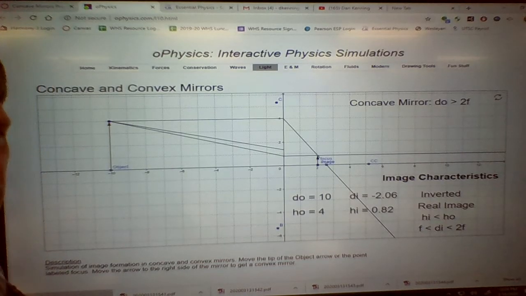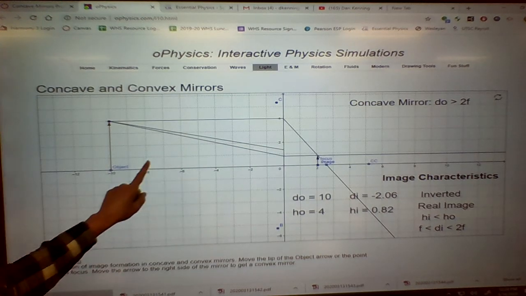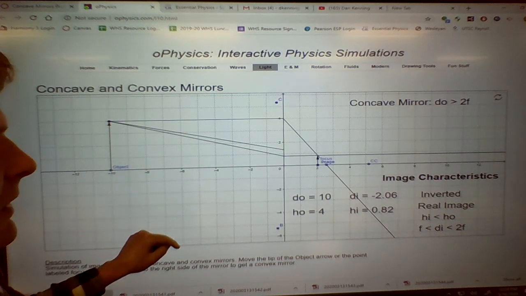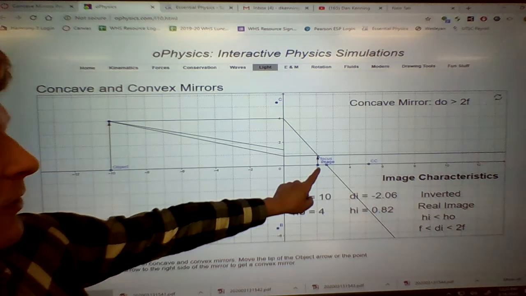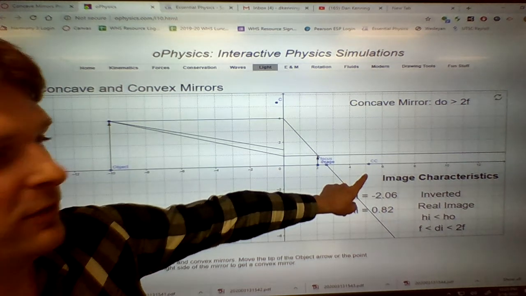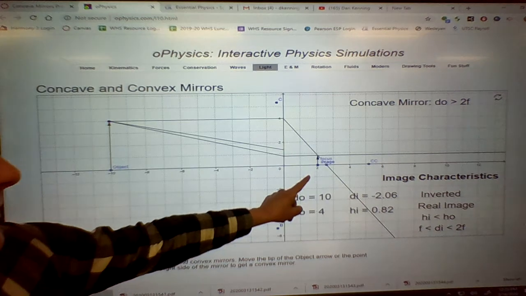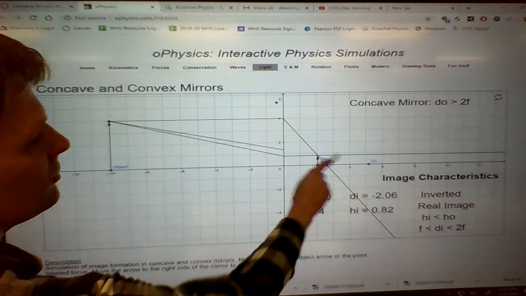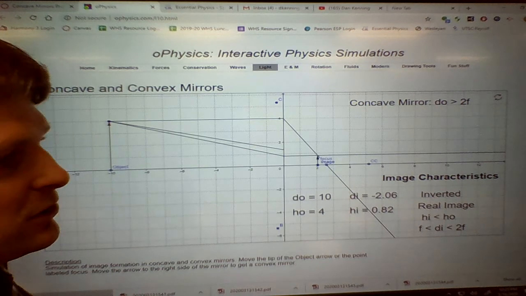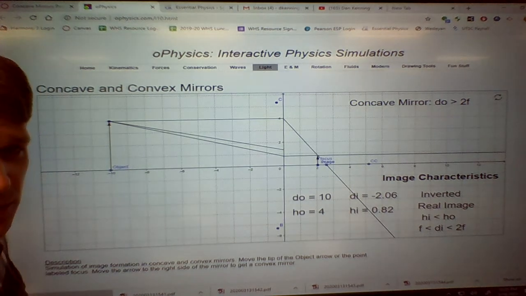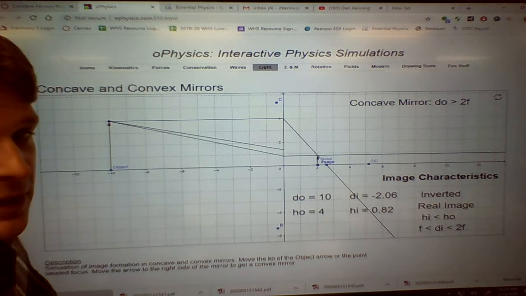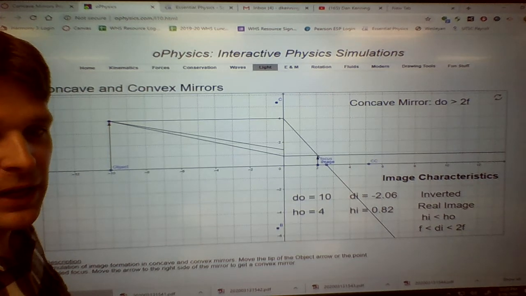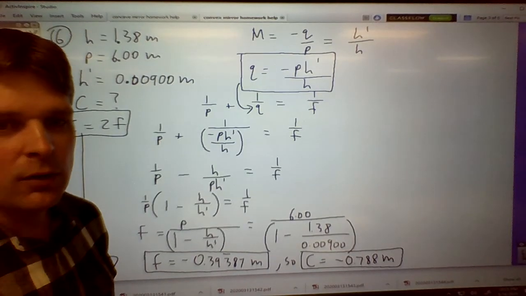Switching over to our online simulator, if we set this up in such a way that we move the object over here, and also move the focal point and the center of curvature over here, we can see that that makes sense. Although this simulator doesn't include the rays that you would trace back to make the image, you can at least get a general sense that your ray diagram and your image makes sense here based on what you know should happen. All right, we'll move on to number 6 now.